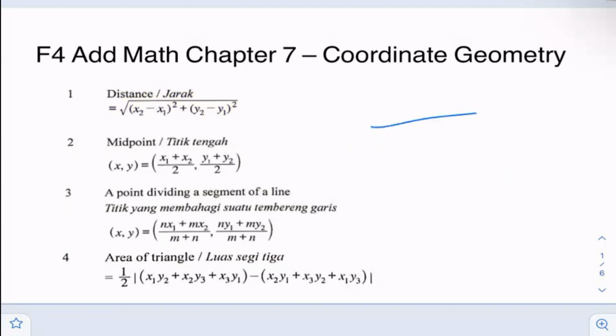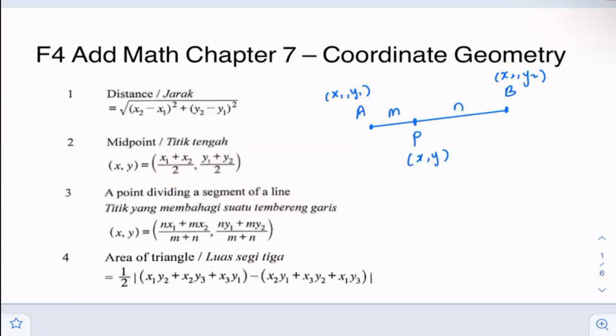Next, for the midpoint, let's say I have point A and point B, with coordinates (x1, y1) and (x2, y2). The midpoint, let's say M, will then be x1 plus x2 divided by 2, because you divide them into half. And the same goes for your y: y1 plus y2 divided by 2. Then you get the x and y coordinates for the midpoint.